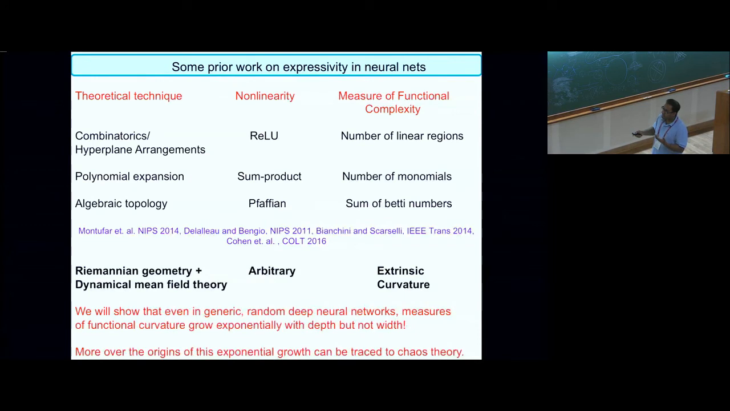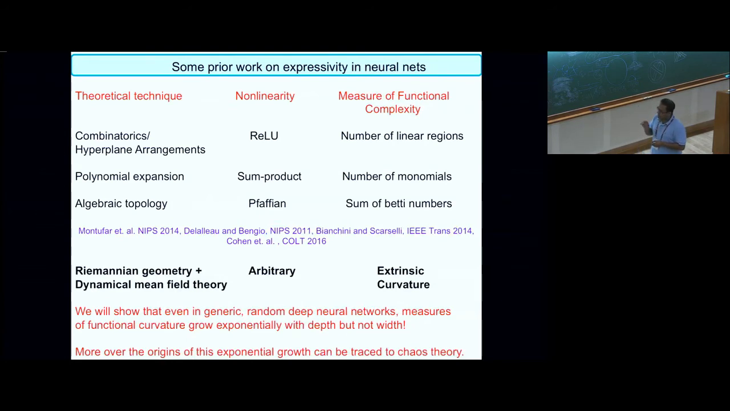For some product networks, where basically a neuron takes a sum of its inputs and then you have another layer that takes products of inputs, and then sums and products, the composite function is a polynomial. And a natural measure of complexity for that class of functions is the number of monomials in the polynomial. You can again show that you can write down specific polynomials that can be efficiently represented by a deep network, but not a shallow network. And for algebraic topology, there's another kind of thing.